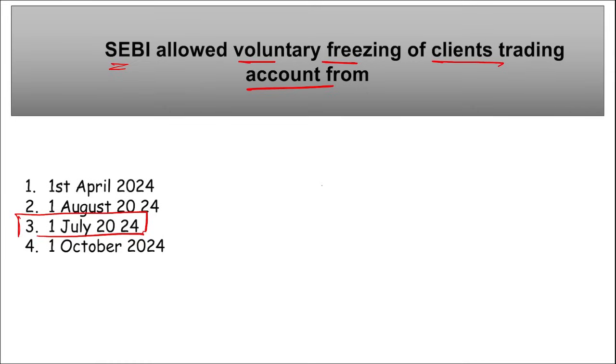Correct? Next, if we talk about SEBI, who is the chairperson? Madhabi Puri Buch, headquarters Mumbai, Maharashtra.